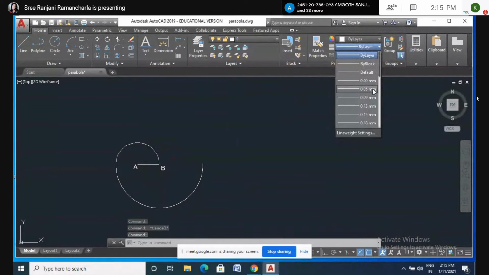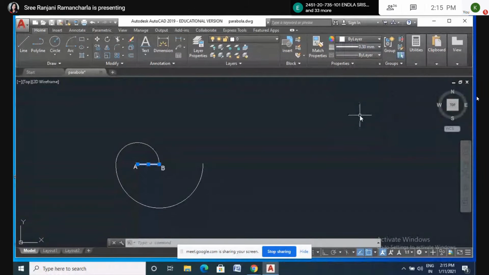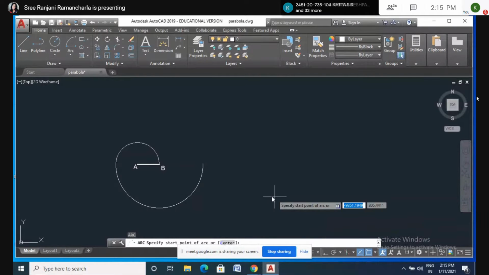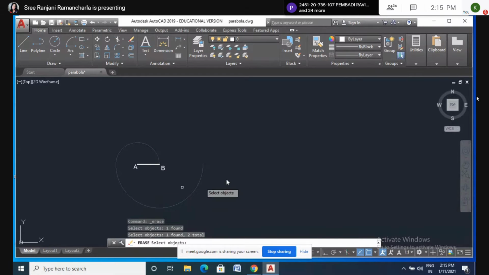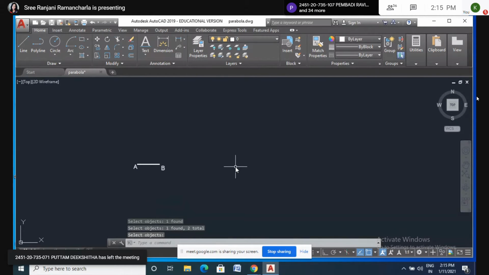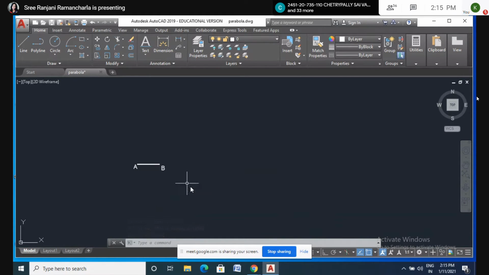Just draw one line, 1 centimeter. I hope you are all drawing, isn't it? Yes or no? First, you draw the line AB of 1 centimeter. Just draw the line AB of 1 centimeter, all of you.